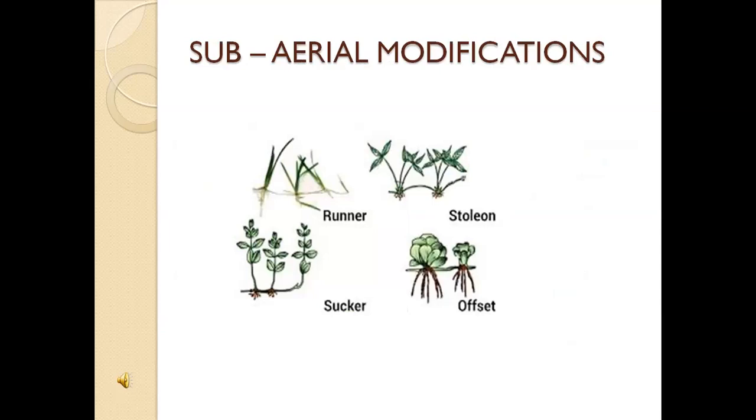Subaerial modification. There are 4 subaerial modifications here. First one, runner. Second one, stolon. Third one, sucker. Fourth one, offset.